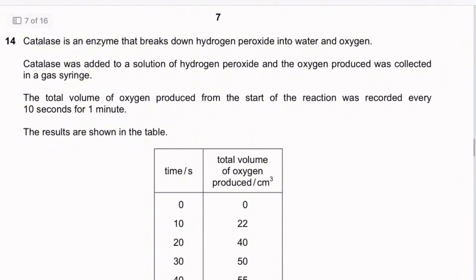Catalase is an enzyme that breaks down hydrogen peroxide into water and oxygen. Catalase was added to a solution of hydrogen peroxide, and the oxygen was collected in a gas syringe. The total volume of oxygen produced from the start of the reaction was recorded every 10 seconds for 1 minute.